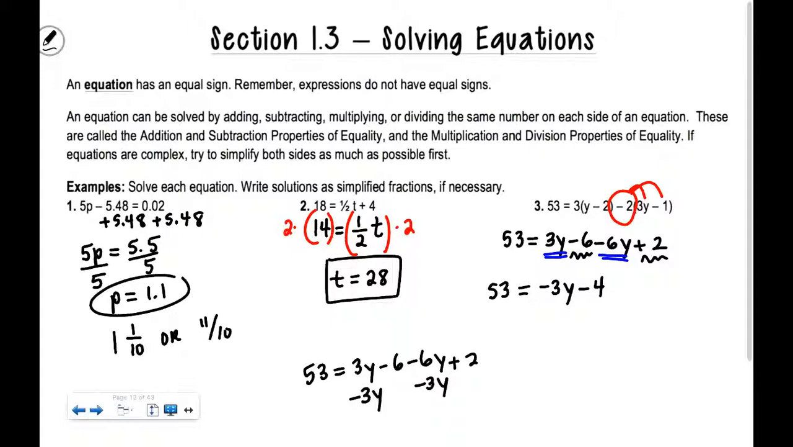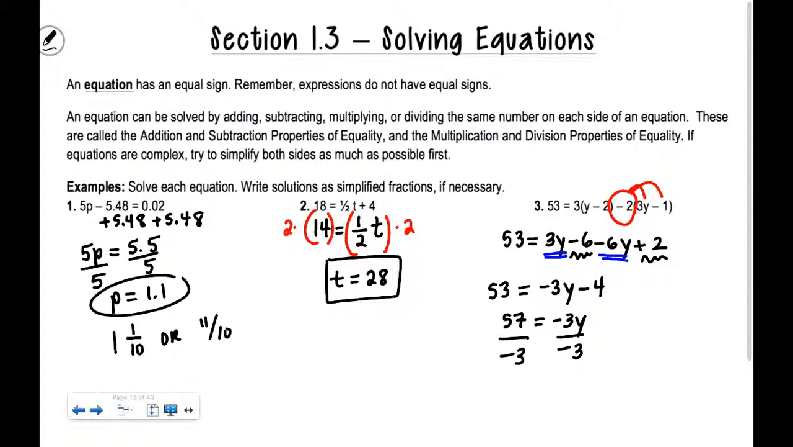So that's why I always say keep it like the brick wall. Don't go on the other side until you're done. Okay, so we're going to add the 4 over, so we get 57. So negative 3y equals 57. And I divide by that negative 3. I don't add the 3, right? Because the operation between the negative 3 and the y is multiplication. And I get negative 19. So y is equal to negative 19.